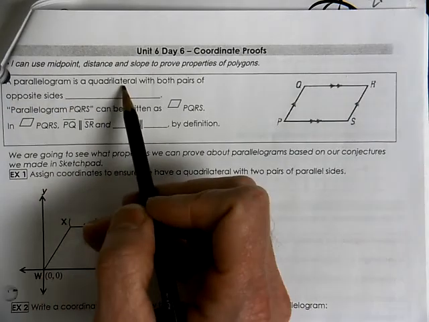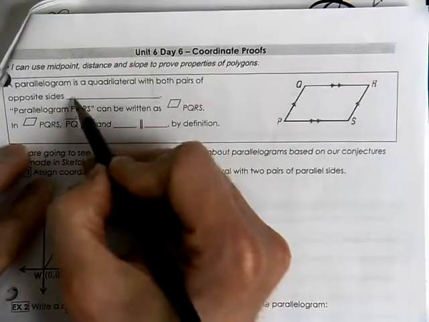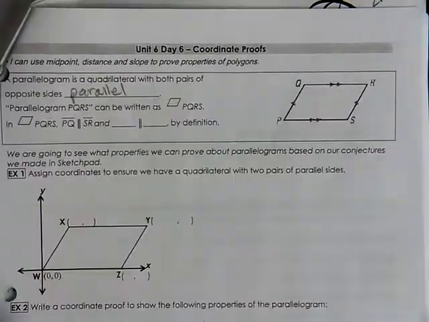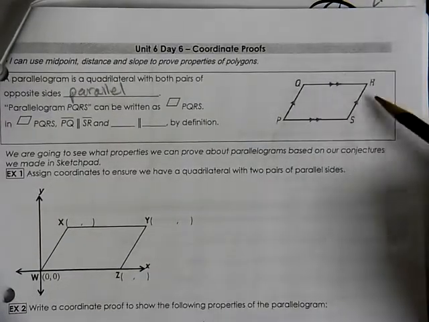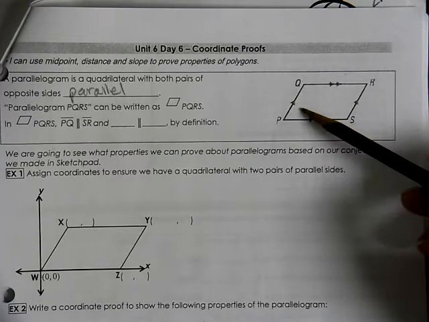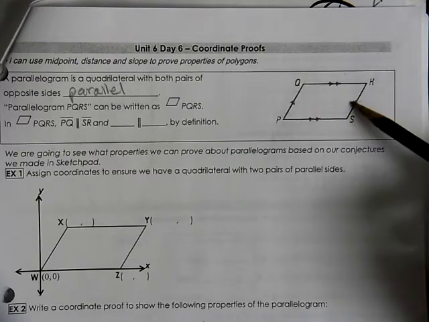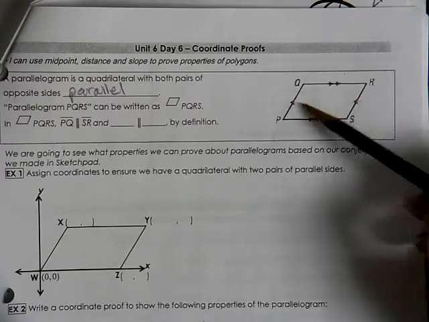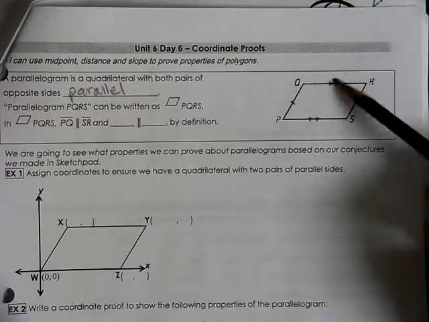A parallelogram is a quadrilateral with both pairs of opposite sides parallel. We see that in our picture here, and it's denoted by the arrows. When you have arrows inside the segment, that tells you that those two are parallel to each other. Two sets of arrows are parallel to themselves.